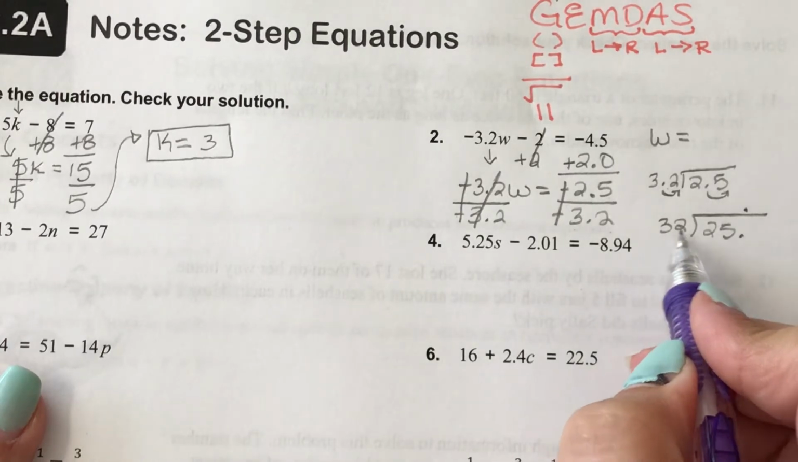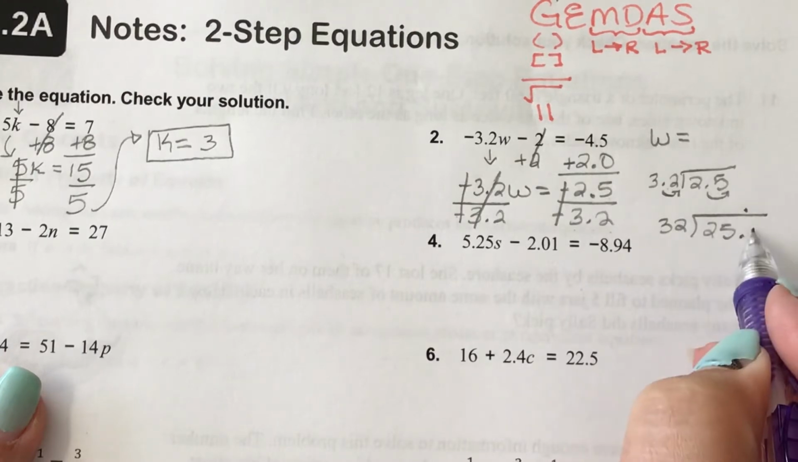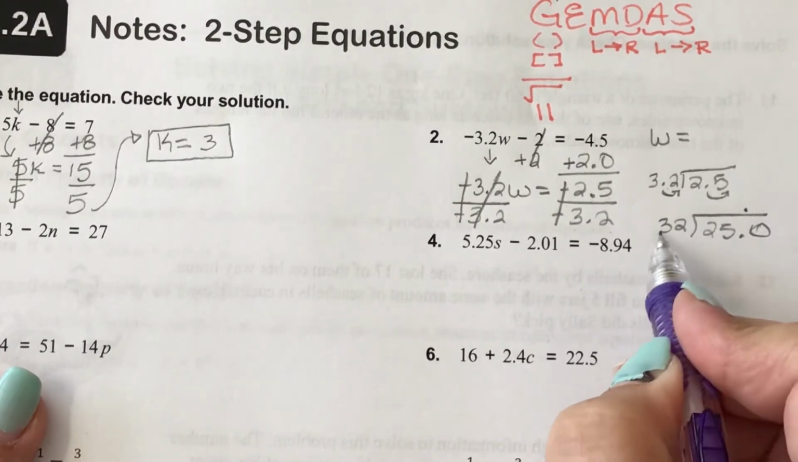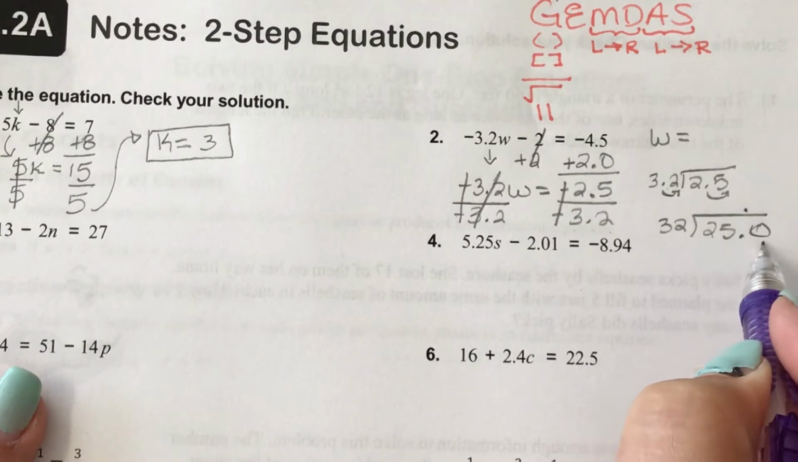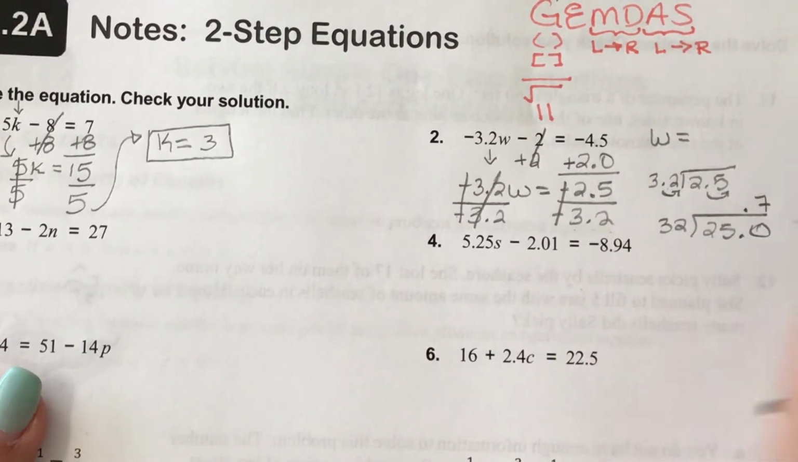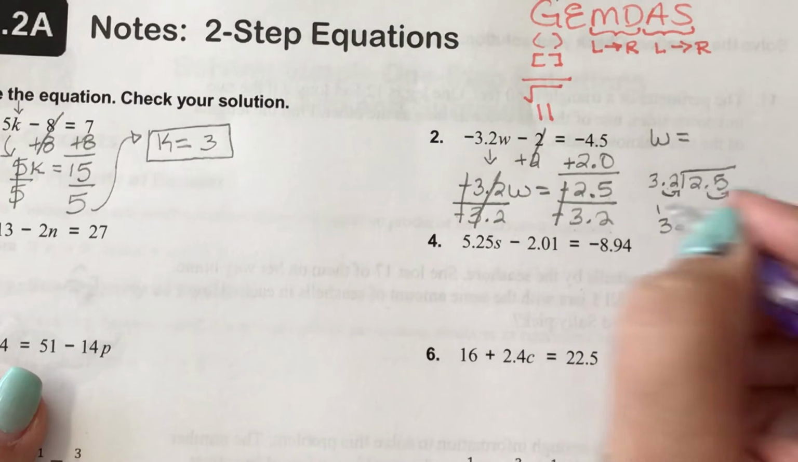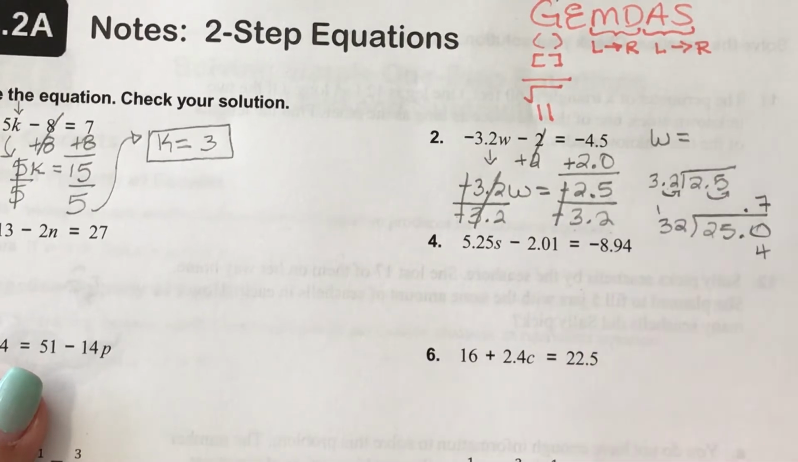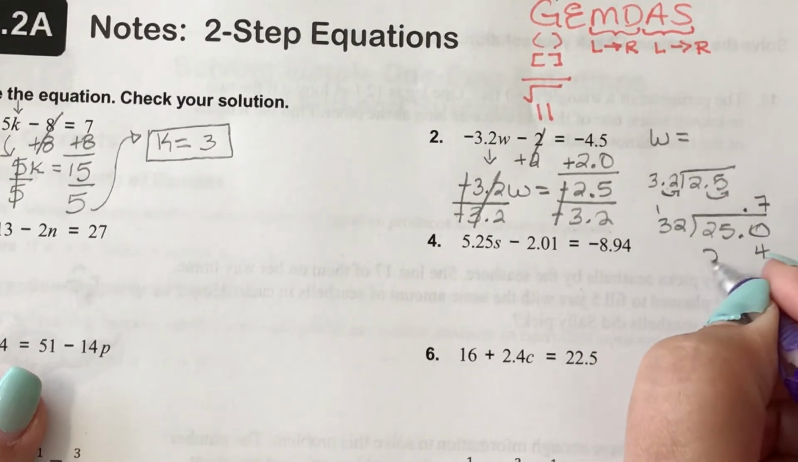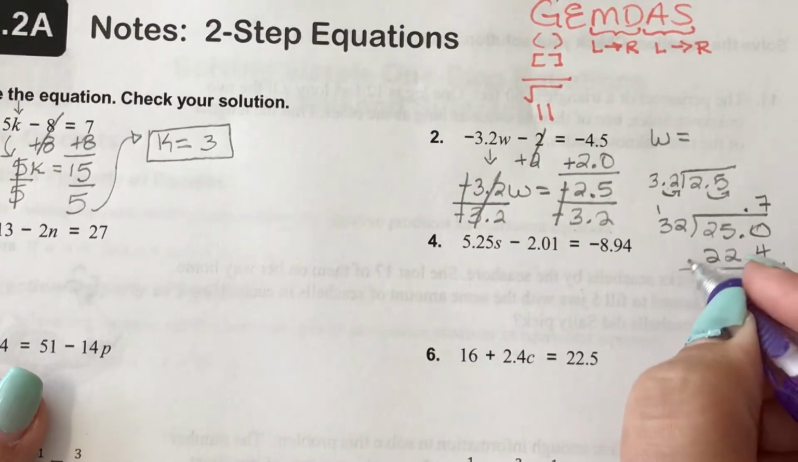So 32 does not go into 2. It does not go into 25. I'm going to have to add a 0 here. But 32 goes into 250. It does, and it goes in about 7 times. Okay, so then I'll multiply down. 7 times 2 is 14. Carry the 1. 3 times 7 is 21, plus the 1 I carried is 22, so 224.